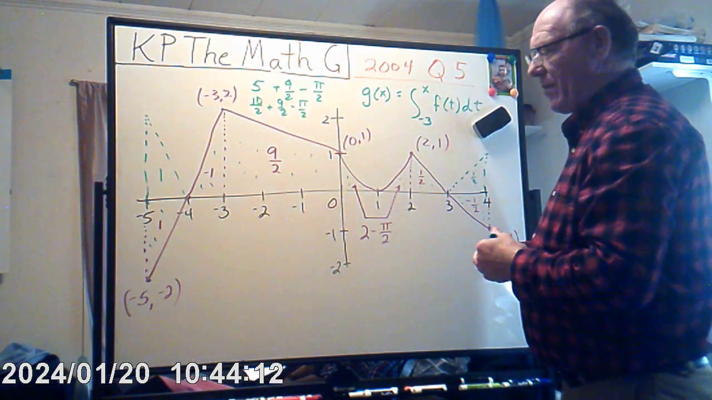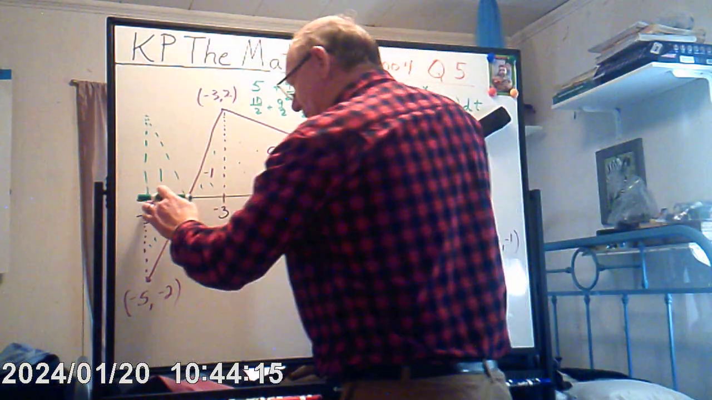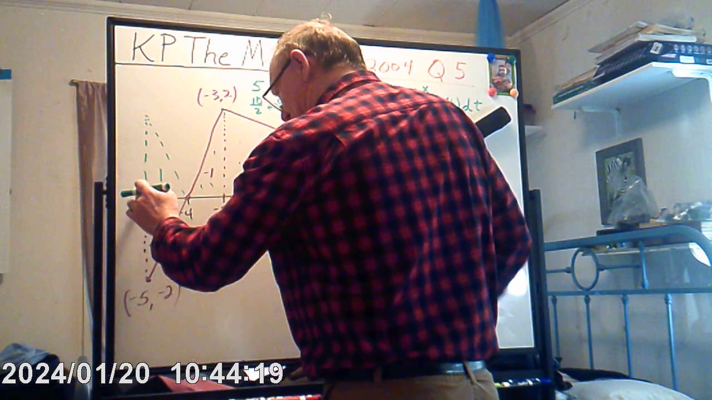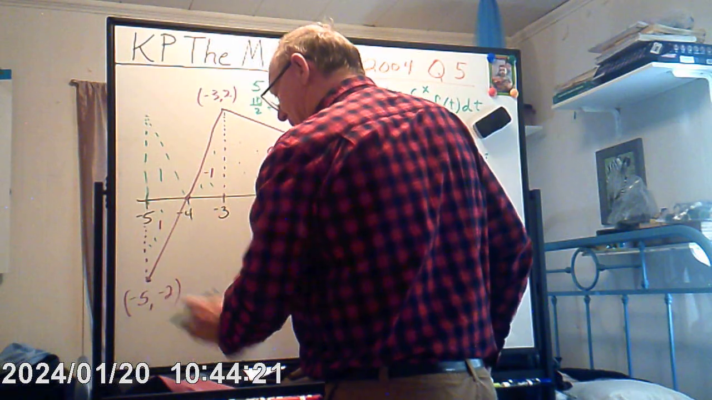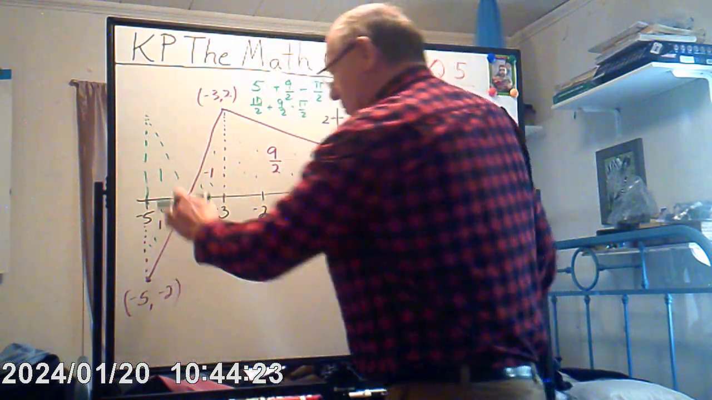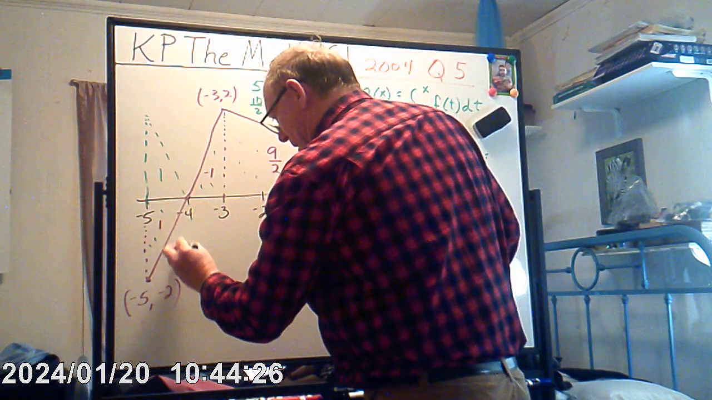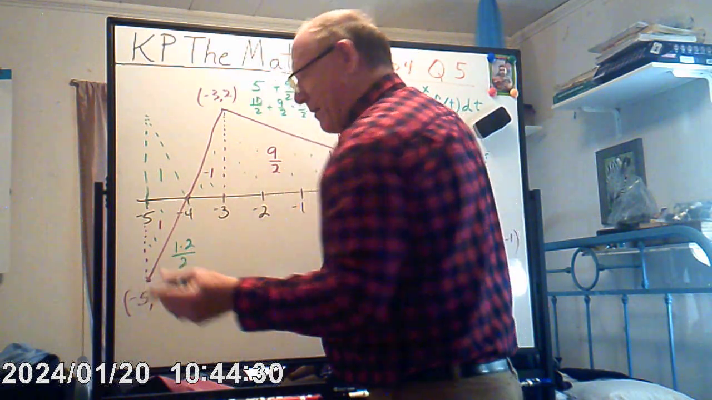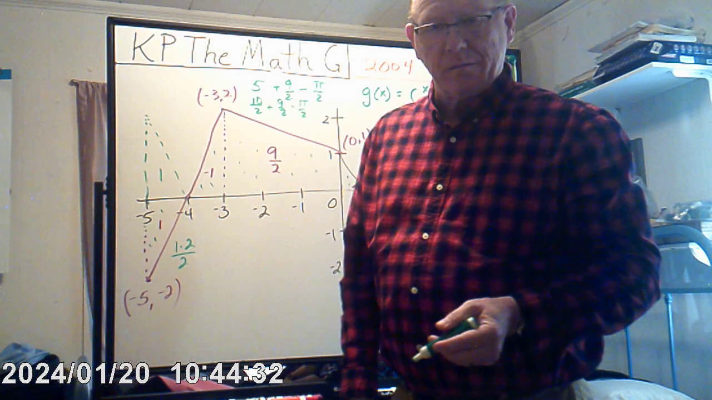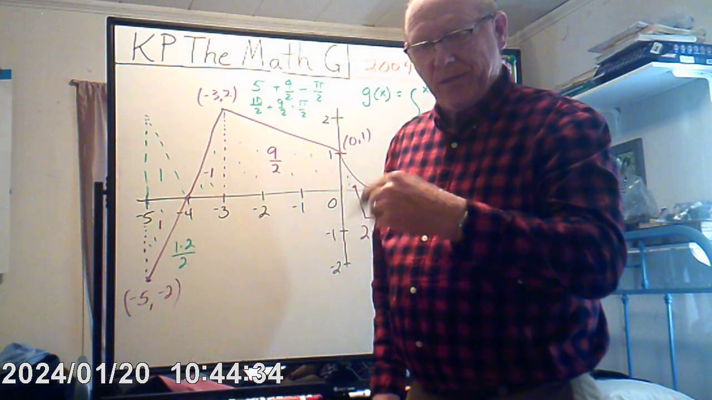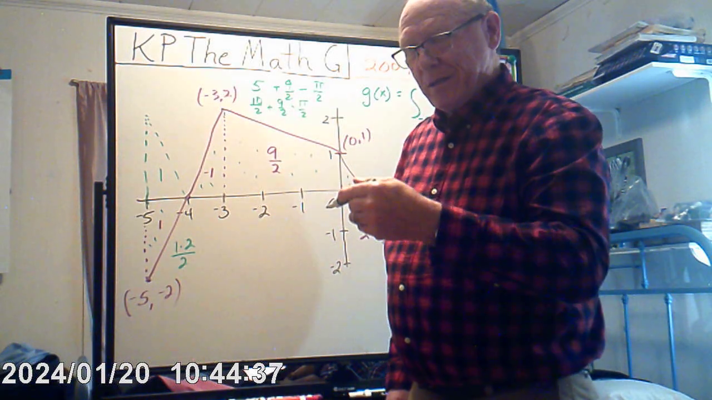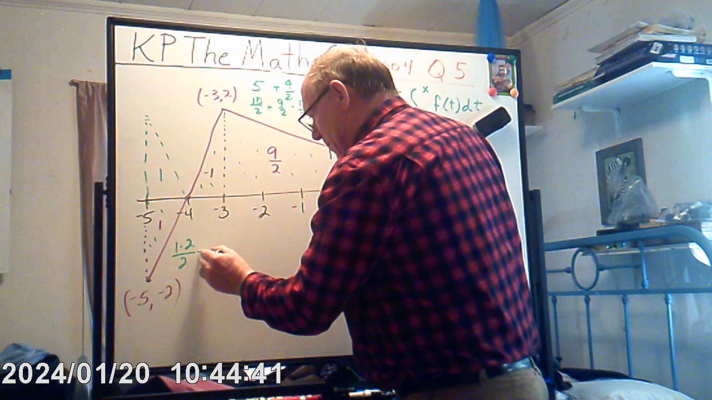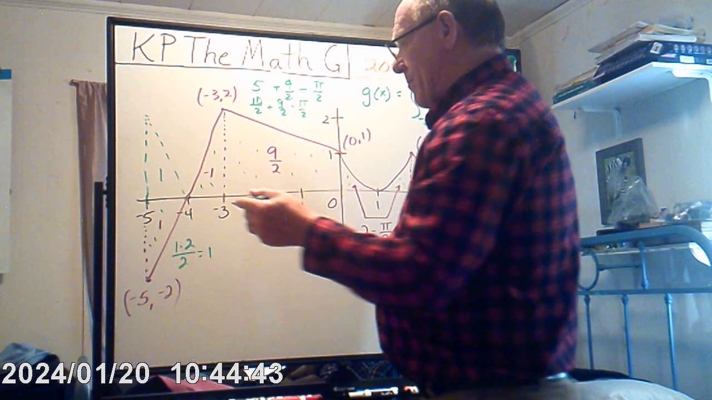Alright, so in other words, this length is 1 and this height is 2. I know that because that's negative 2. And then 1 times 2 divided by 2, of course that's the area of a triangle: base times height divided by 2. Okay, so 2 over 2, which is 1, and it's going to be 1.